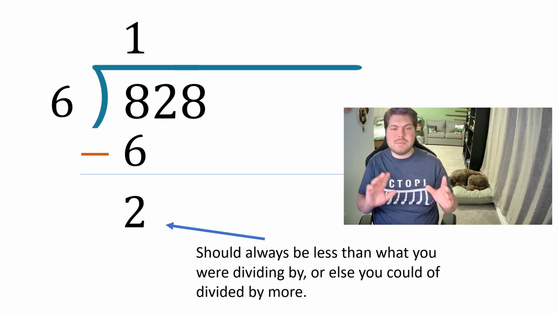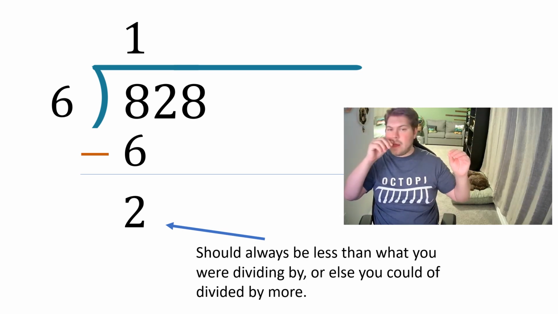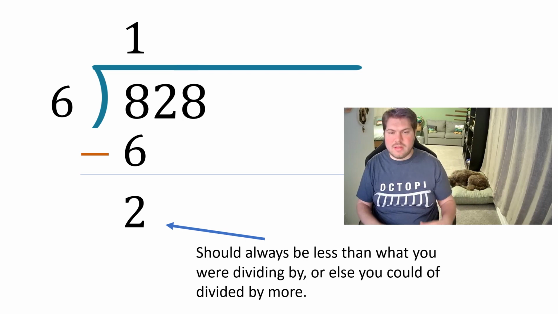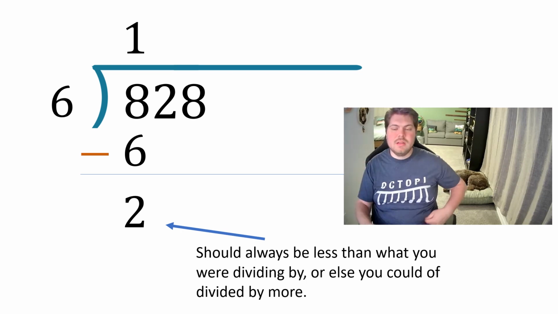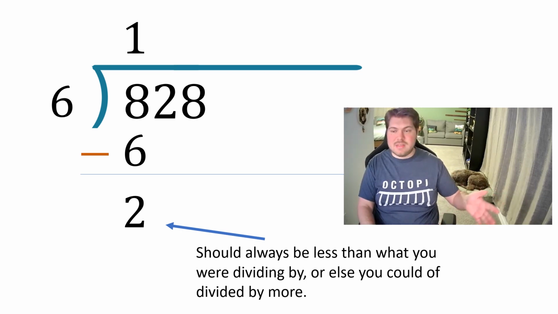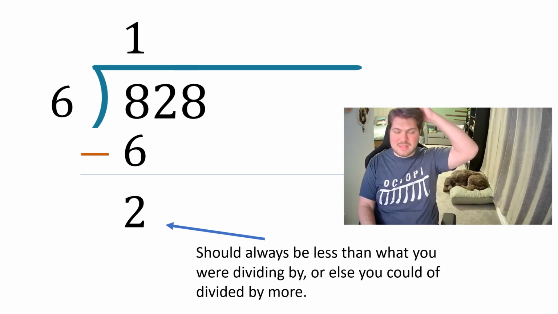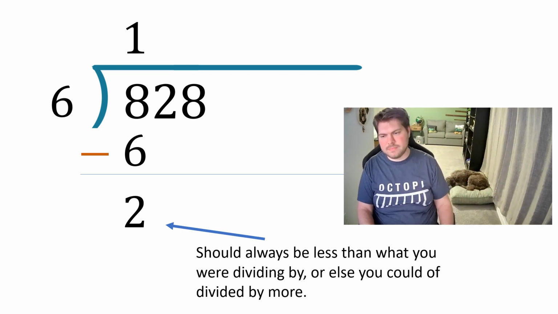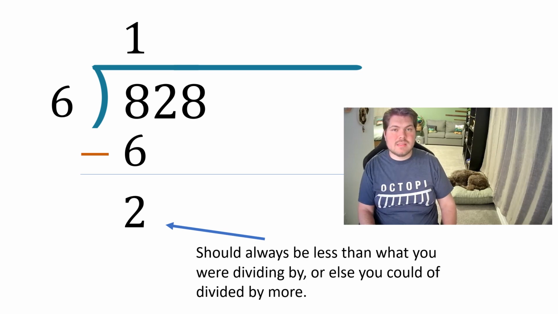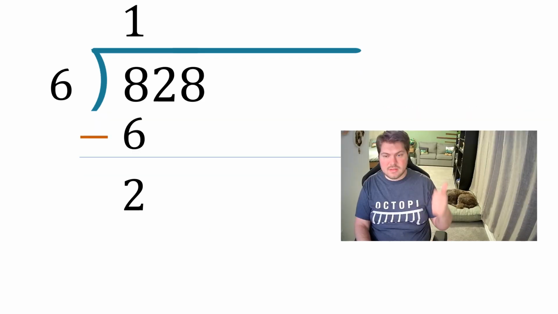The remainder should always be less than the number you're dividing by, because otherwise maybe you could have divided by a higher number. If it was, let's say, 8 again, then you can divide again, so it should have been a 2. But in this case, it is 2, which is great.